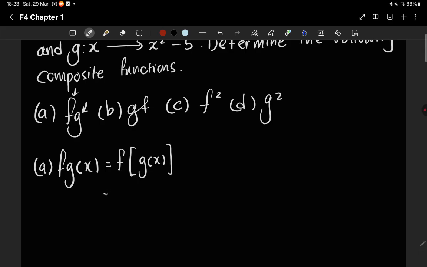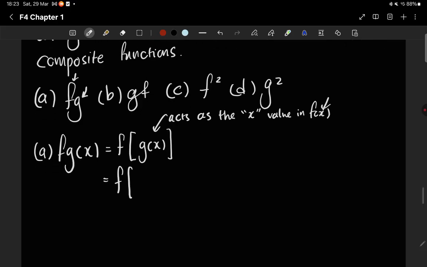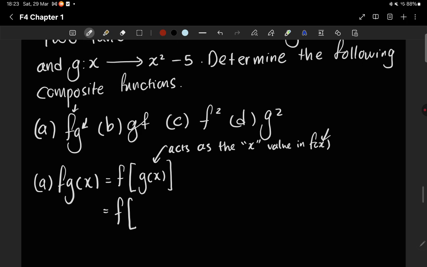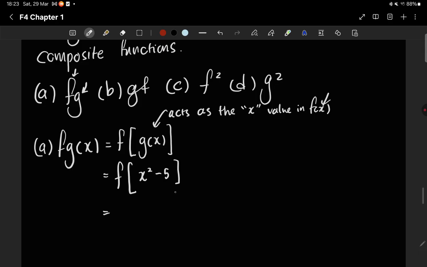Okay, so the g of x acts as the x value in f of x, this one. So technically we can just rewrite it as x squared minus 5. Okay, so this is our x value.